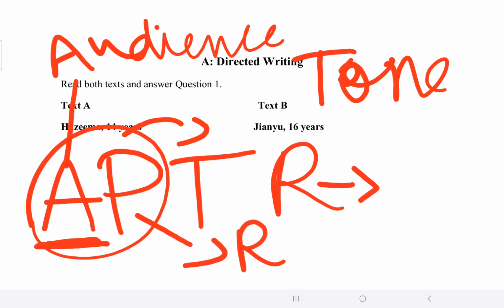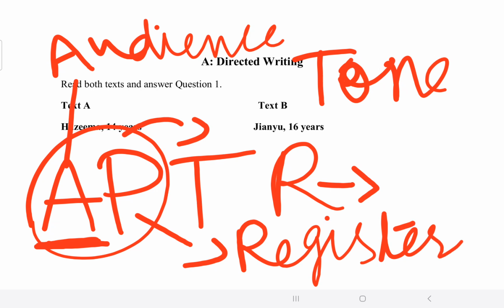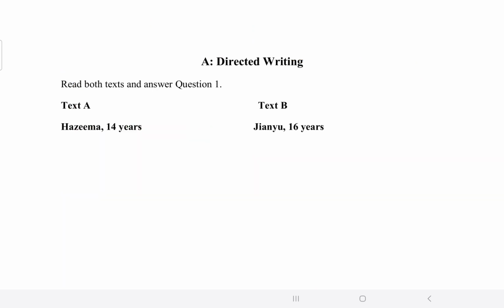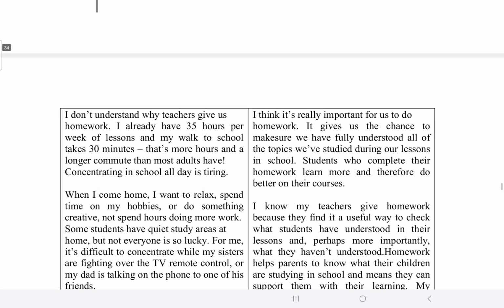Register means your choice of words. Once you are clear about the tone, you choose your words. And remember, your register can also be formal, informal, semi-formal, or neutral, and you have to set it according to your tone, according to the audience, and according to the purpose of that. Now let's have a look at this task.